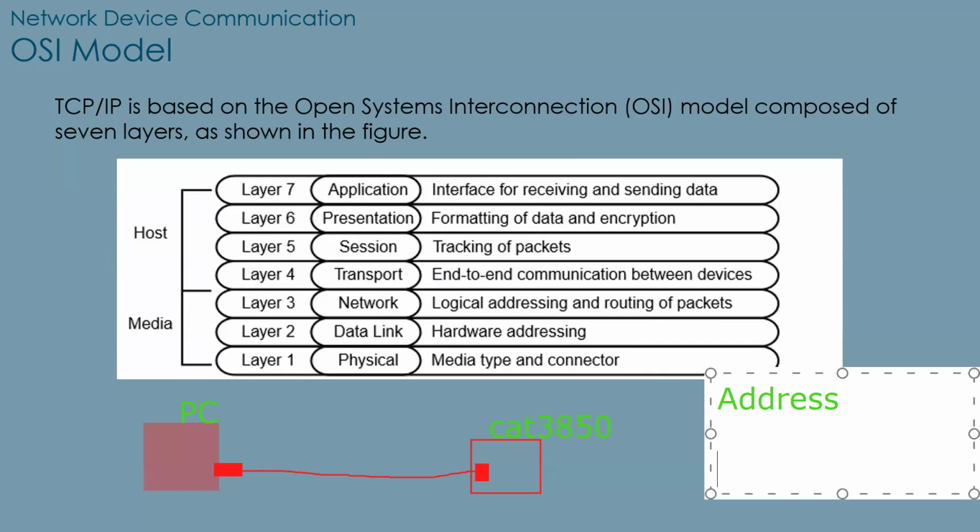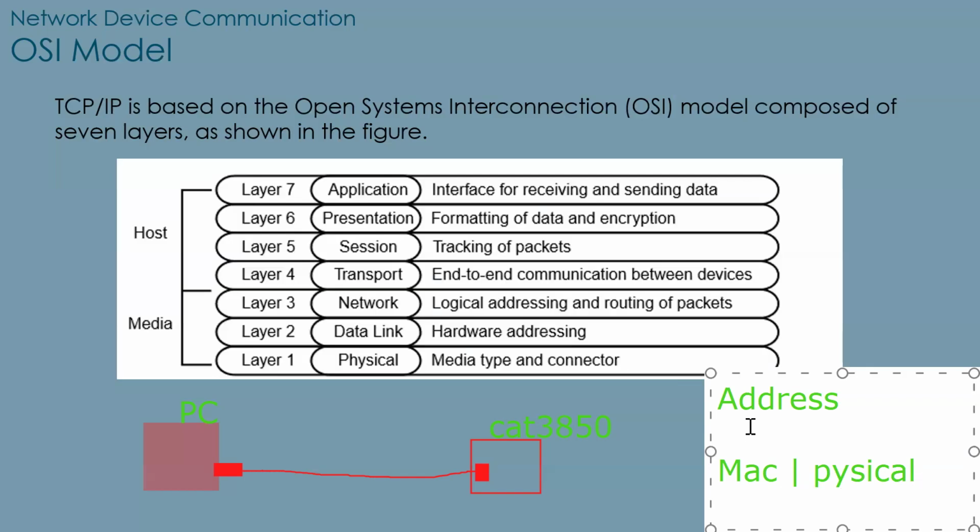Addresses: we have the MAC address, which is termed a physical address, right? And then we have the IP address, which is termed a logical address. So we have two types of address: physical address and logical address. This logical address is part of the network layer.